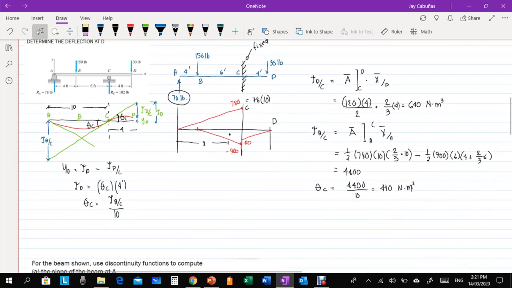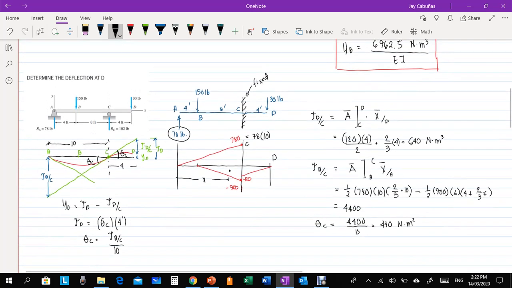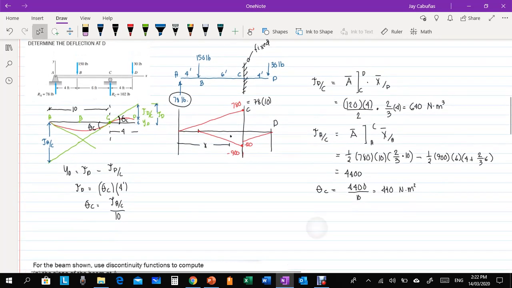So again, theta C at this point, they should have equal angle. Okay, guys, since they intersect, we have common lines. Okay, so how are we going to compute for our deflection at D? By using this formula, the equation that we formulated, now we have theta D.